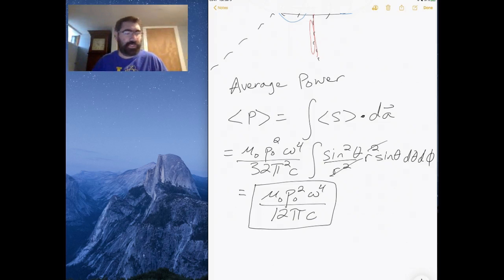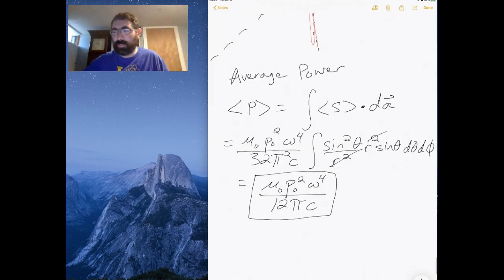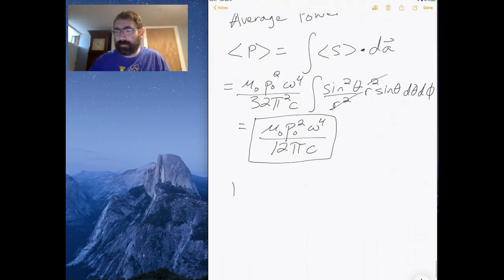So in the end, what you see is that the frequency dependence of the power goes as the frequency to the 4th power. So that means large frequencies are going to dominate and lower frequencies are not. And so we can make a statement that what we should see from dipoles is higher frequency radiation, something in the blues and the purples, and less in the reds and the oranges.